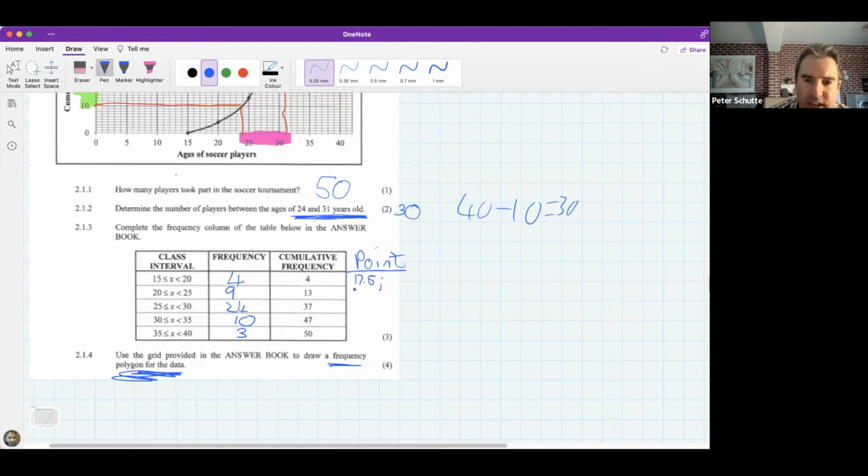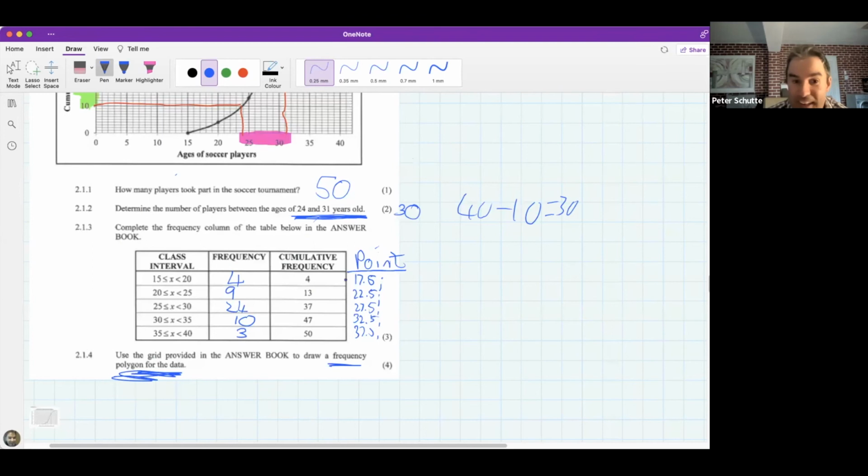And for this one over here, it would be 22.5. For this one, it would be 27.5, but we're not finished yet. We still have to add the other coordinate of the point. So what are we going to pair these points with? What's the y coordinate going to come from? Is it the cumulative frequency or the frequency for the frequency polygon? Kind of gives it away, doesn't it?